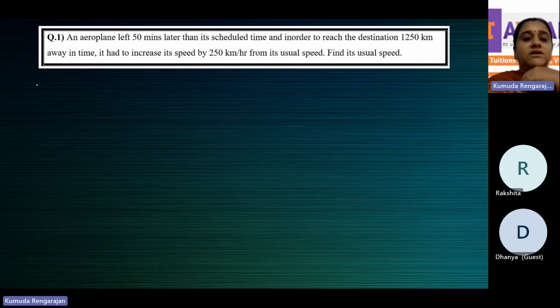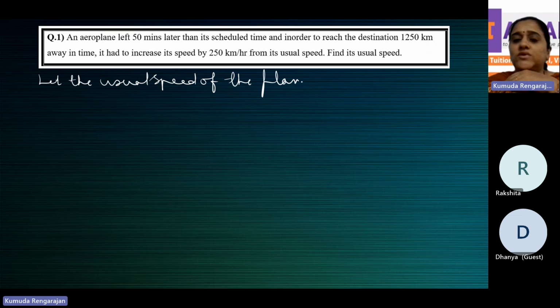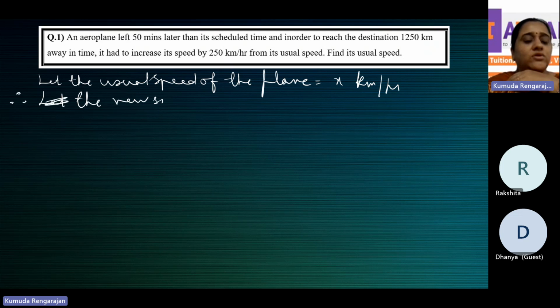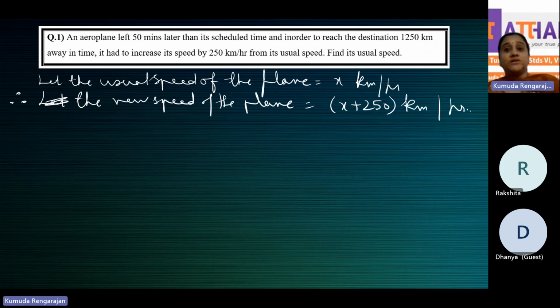So first you make the let statements. Let the usual speed of the plane be x kilometers per hour, because we have to find the speed. Then let the new speed, therefore the new speed of the plane, is equal to x plus 250 kilometers per hour, because it increases the speed by 250 kilometers per hour. So that's the new speed.